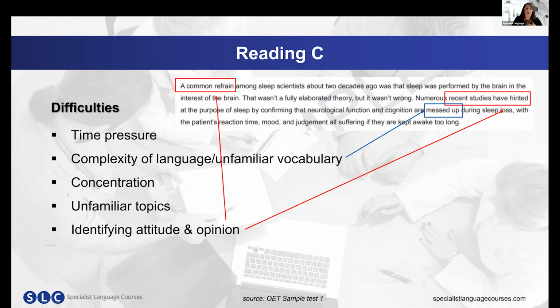Concentration. So reading B and C is 45 minutes. And reading is always the second paper. So you've had listening first, then you have reading. So you need to build up your concentration skills. Unfamiliar topics can sometimes be difficult, and identifying attitude and opinion. So you need to work on being aware of what phrases are used to show attitude and opinion. So you might have verbs like hinted, or you might have phrases like a common refrain, a common idea.